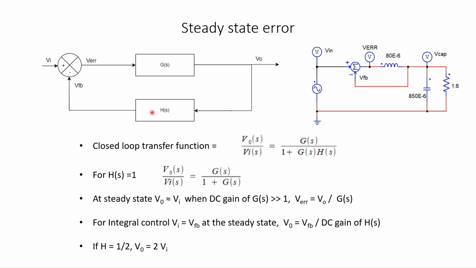For example, if H of S DC gain is half and the input voltage is 2, the feedback will be 2 and the output voltage will be 2 divided by half, which is equal to 4, or 4 multiplied by half is equal to 2 here. So this gain is used to get various output voltage for given reference voltage.